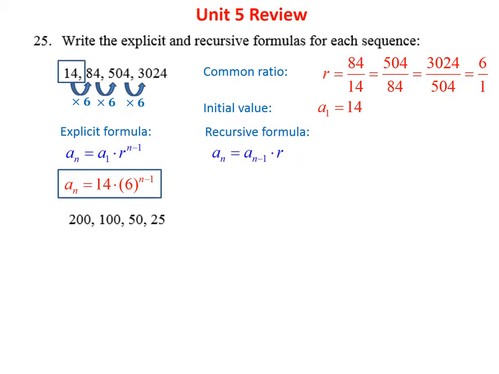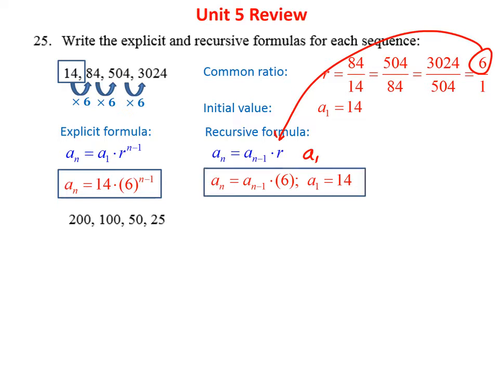The recursive formula is just as simple. This just says that the nth term equals the previous term, the n minus 1 term, times r. So I'm going to put my r here, and we always have to also state what the a_1 term is, so we know where we're beginning. And so we end up with a_n equals a_(n-1) times 6, and then there's our 14 there. And so there's our recursive and explicit formulas for the first sequence.